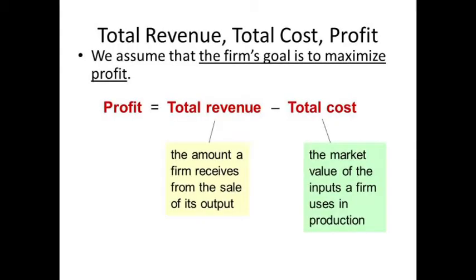So, let's start out by taking a look at total revenue, total costs, profits, and their functions, and how we go about measuring those. Let's talk about the book's definitions. First of all, total cost, which is the market value of the inputs the firm uses in production. Profit is total revenue minus total cost. Total revenue, which we know is the amount the firm receives from the sale of its output.